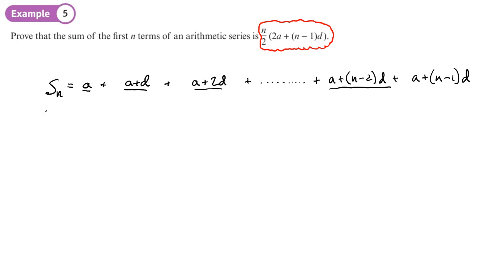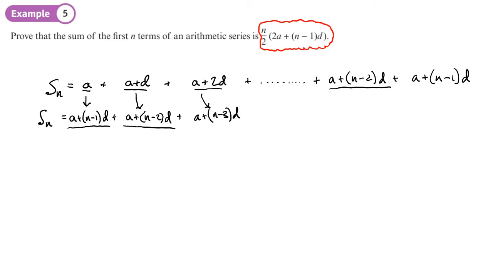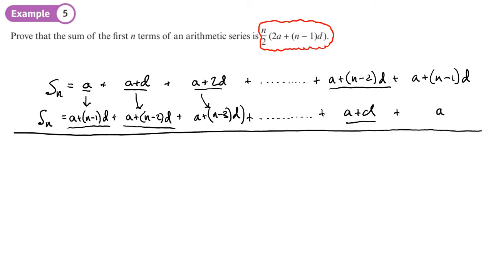Now, just like we did with the numbers 1 to 100, we're going to write it out backwards. So underneath a, we're going to have a plus n minus 1 d. Underneath the a plus d, so I'll just put an arrow down like that, here we're going to have a plus n minus 2 d, plus, and then underneath this one we'll have a plus n minus 3 d, plus dot dot dot, and then when we get to here, this is going to be a plus d under that, and under that one it's going to be a. So all we've done is written the sequence out backwards, or the series out backwards.